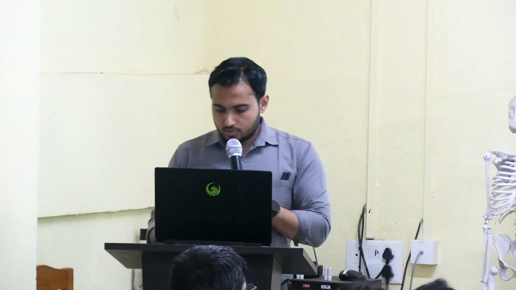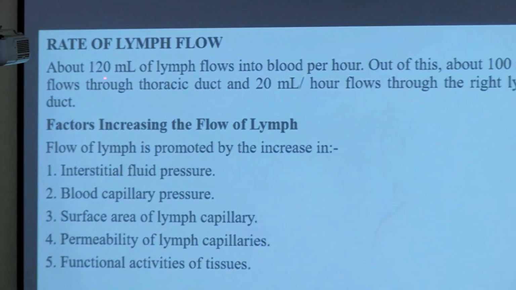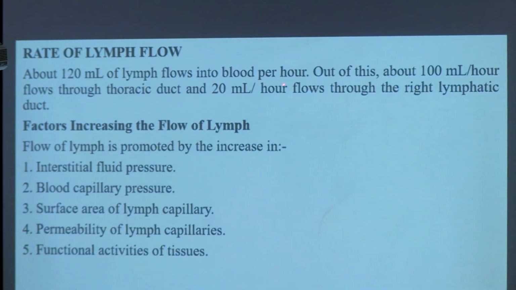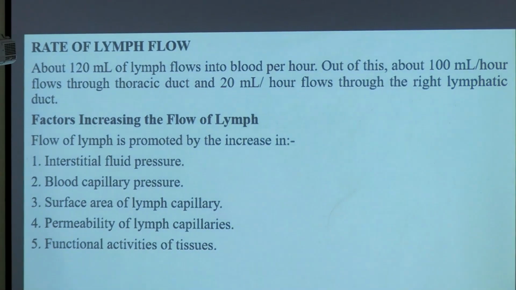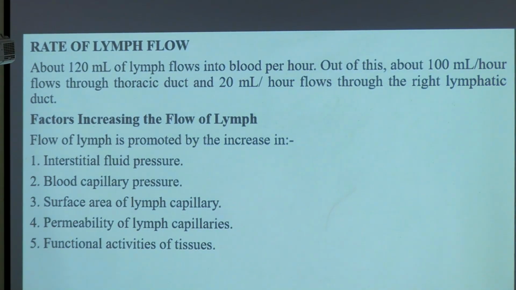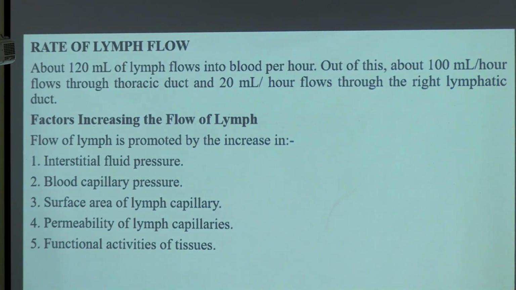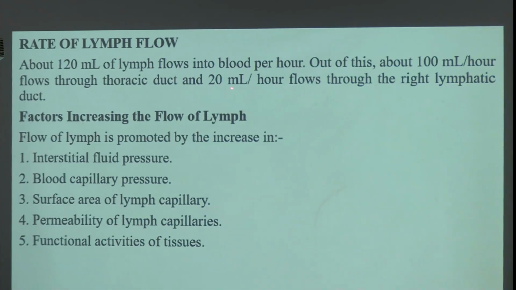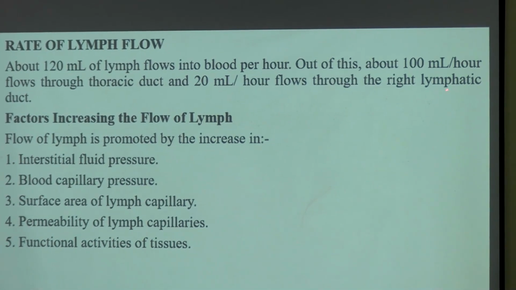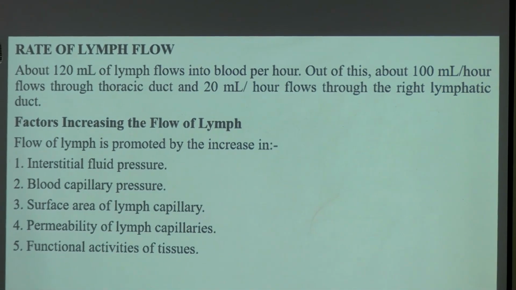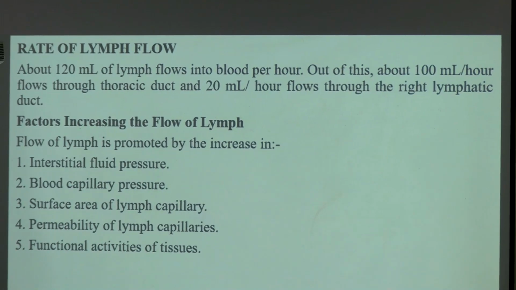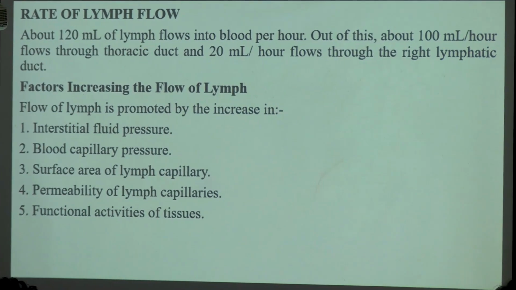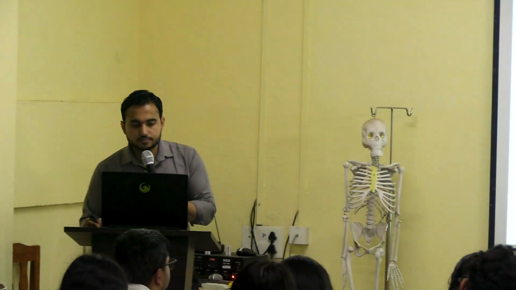Next, the rate of flow. As you can see how the lymph is flowing, approximately 120 milliliters of lymph flows per hour into the blood. Okay, out of this, 100 ml per hour flows through the thoracic duct. As I mentioned, the thoracic duct is the largest lymphatic vessel of our body. Next, 20 milliliters per hour flows to the right lymphatic duct. That is the second largest lymphatic vessel of our body. Thoracic duct left side में रहता है, right lymphatic duct right side में रहता है.